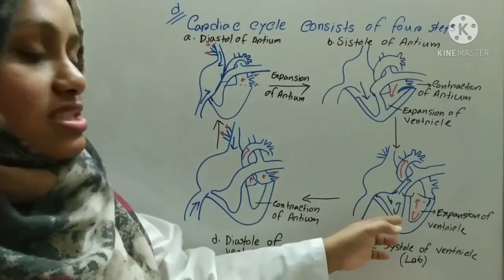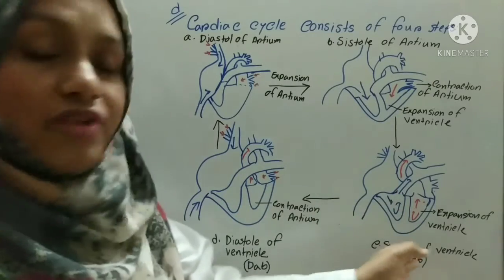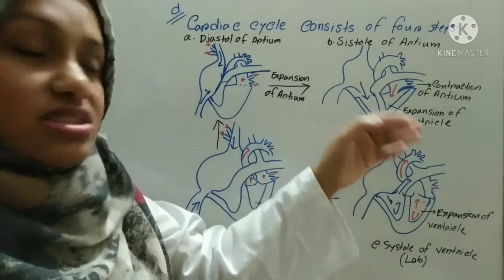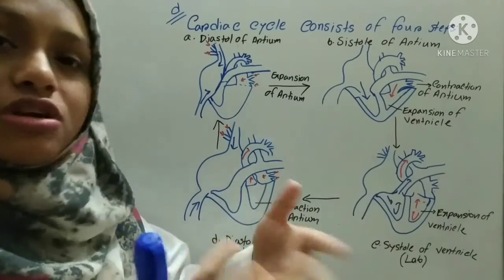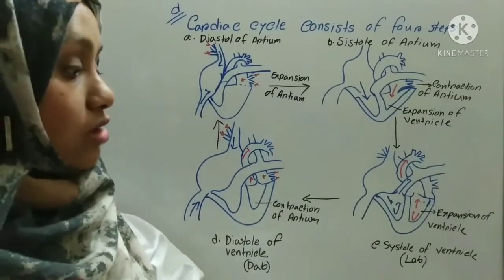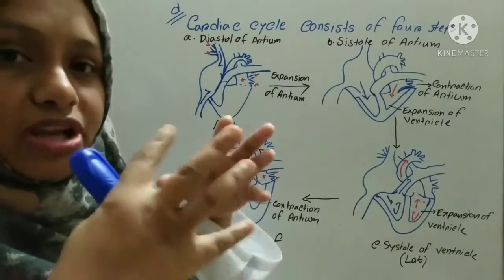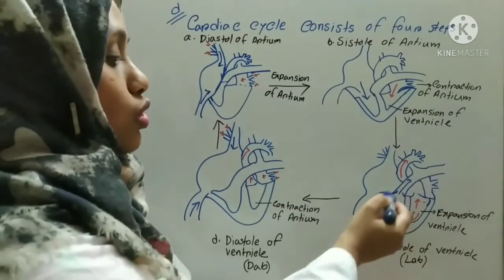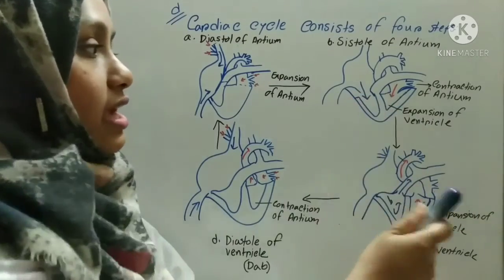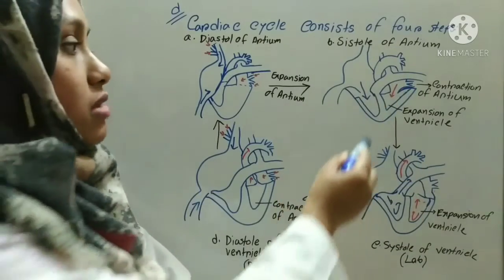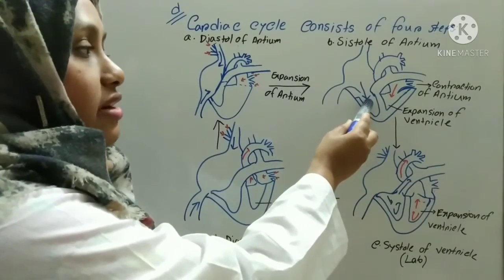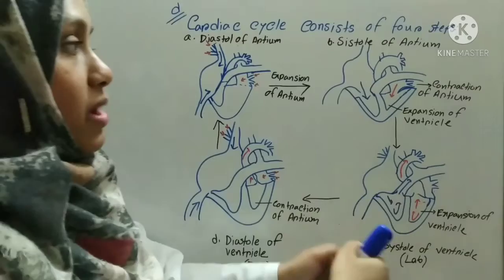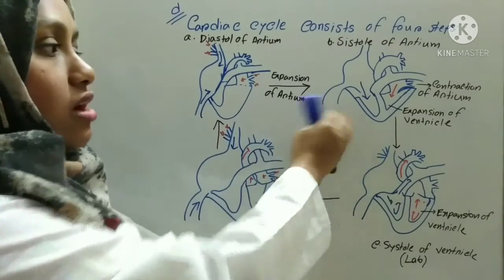Okay. Now the third step. The third step is systole of ventricle, because when the systole of atrium happened, at the same time expansion of the ventricle already happened. Now the systole of ventricle. Systole means contraction. Here, two valves remain. In the right side there is the tricuspid valve, and in the left side there is the bicuspid valve. These two valves remain open and blood enters from the atrium to the ventricle.